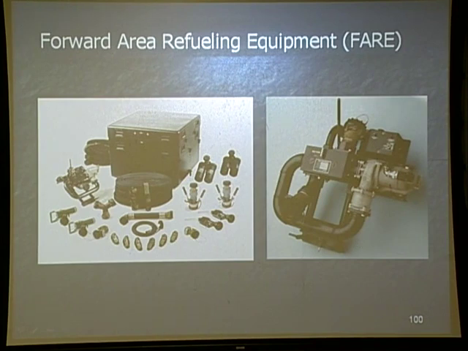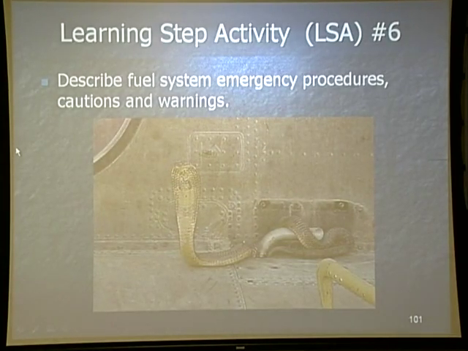Here's the FARE kit, which is for your forward area refueling equipment. This will contain all your hoses, pumps, receptacles, nozzles, everything that you need to run a FARP or a FARE system. Cool, huh? That happened in Afghanistan or Iraq.